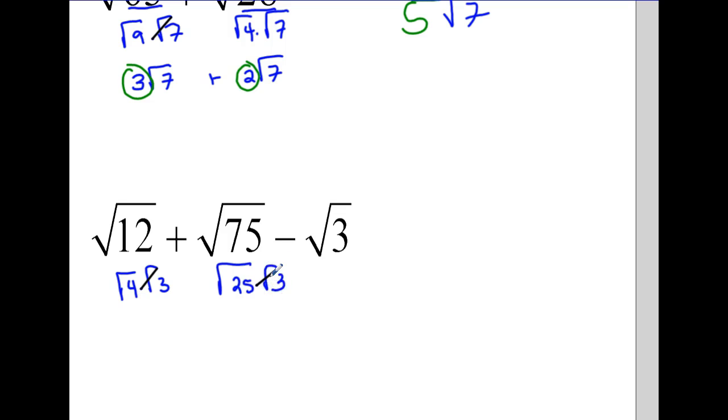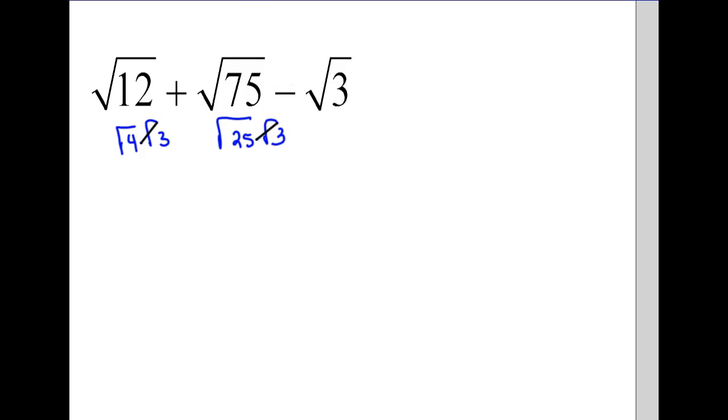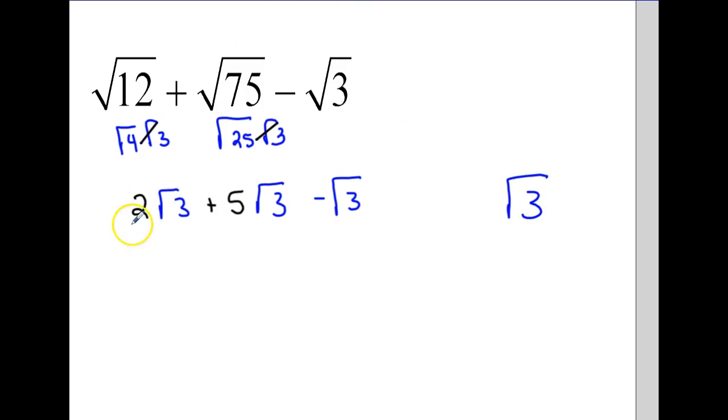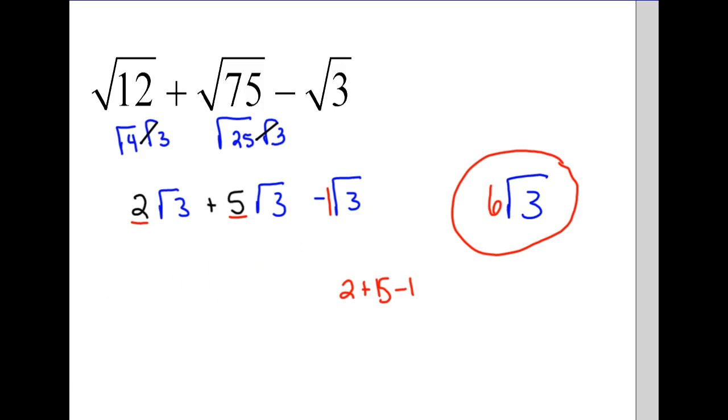So when I go through here and I start to simplify everything out, the square root of 4 gives me 2 square roots of 3. The square root of 25 gives me 5 square roots of 3. And then I'm going to subtract a square root of 3. So there's my square root of 3. What am I adding up? 2 plus 5 minus 1. There's an invisible 1 there. 2 plus 5 minus 1 gives me 6. I get 6 square roots of 3. Okay.